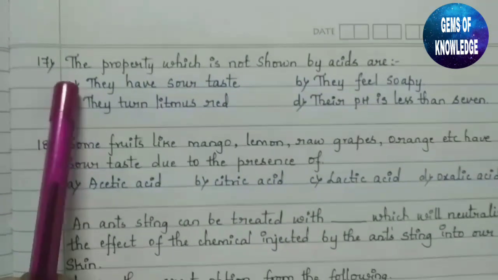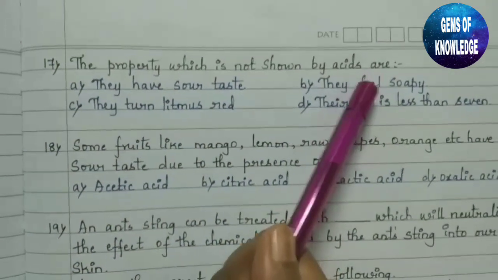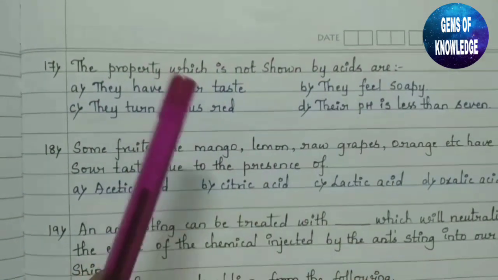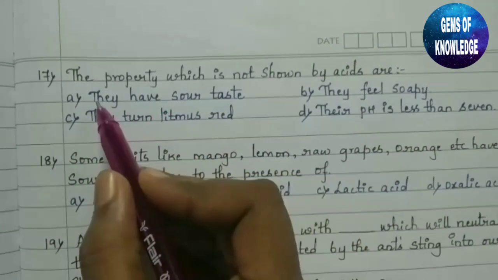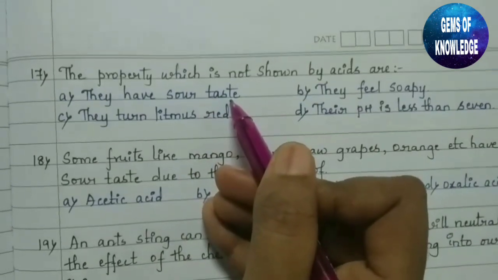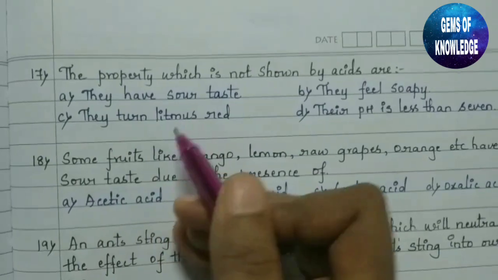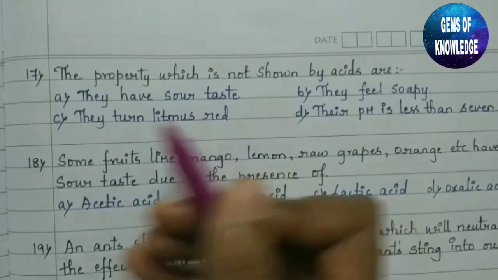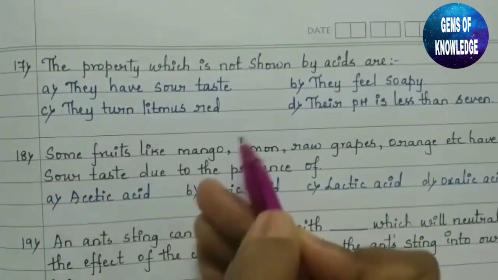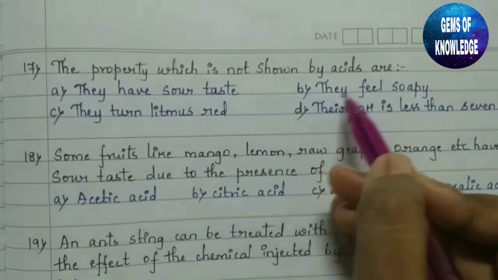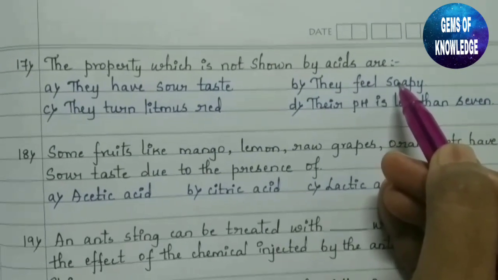Okay, the 17th one. The next question is, the property which is not shown by the acids is. So among these 4 there is a property which is not shown by the acid. You all know that they have sour taste. Okay, the acids have sour taste. They turn litmus red. Yes, I told you in the previous question itself, if it is a danger color, it is nothing but the acid. Okay, they feel soapy. So this is the case which is not found in the acid.